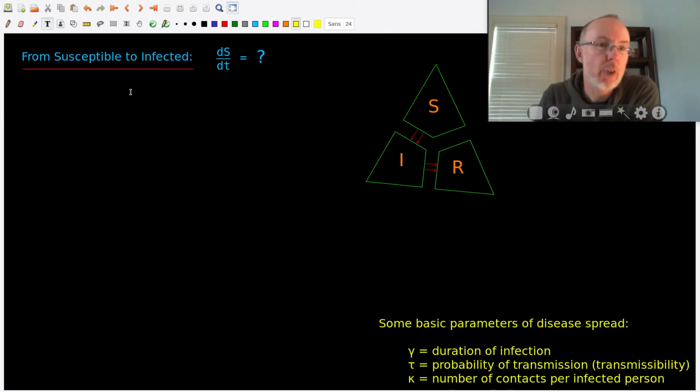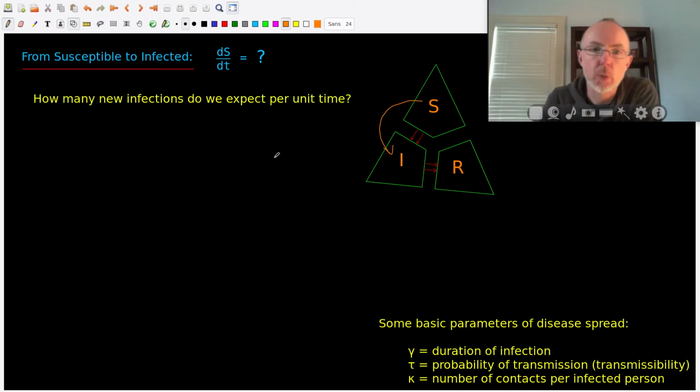So to determine how many people get infected, in other words, how people are moving from the group that is susceptible into the group of people who are infected, we have to think about one fundamental question. How many new infections do we expect per unit time? Because answering that question will let us fill in this derivative. And that's really mathematically our goal here. What's the rate of change of susceptible people with time?